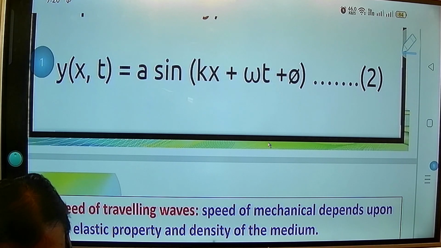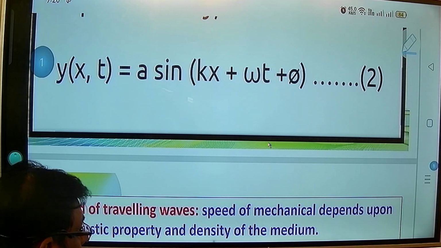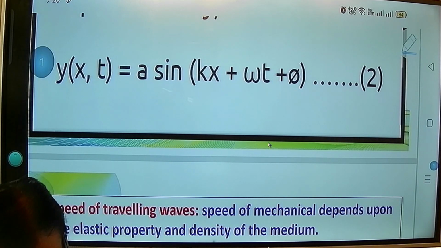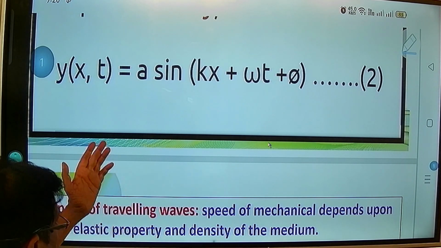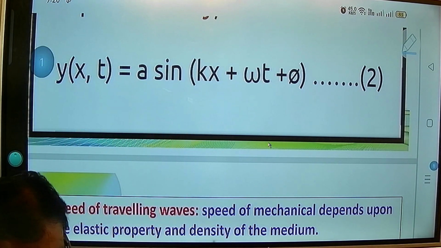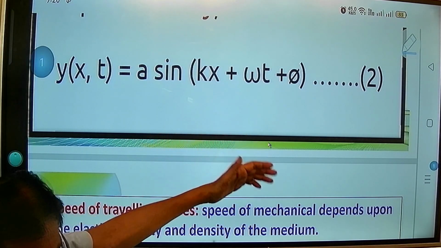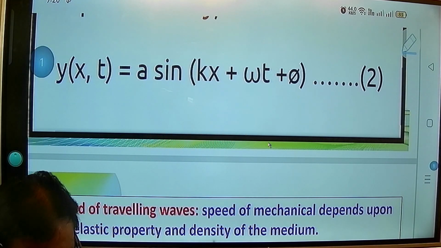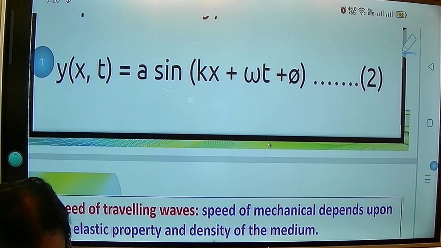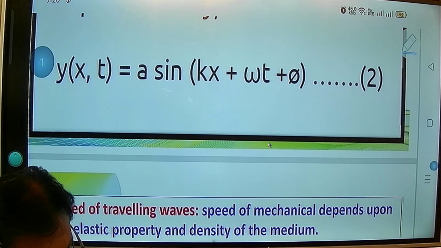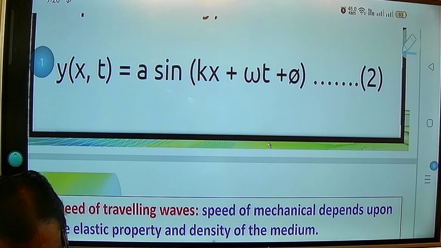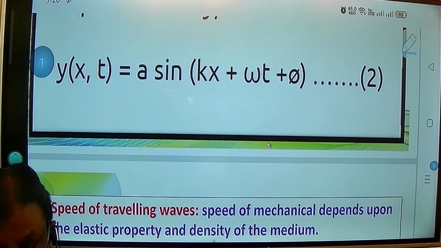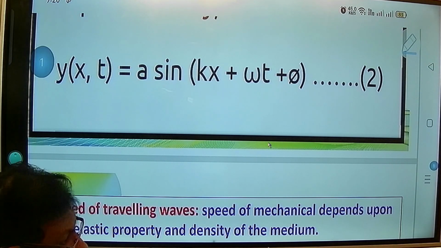First of all, y is the displacement of the particle at position x and time t. A is the amplitude, k is called the angular wave number, and omega is the angular frequency of the wave. Finally, kx minus omega t plus phi is the argument of the sinusoidal wave and is the phase of the particle at x at time t.